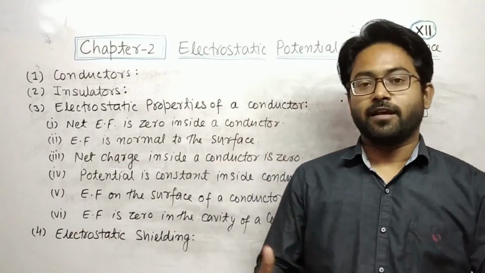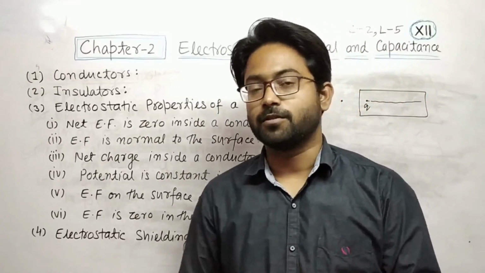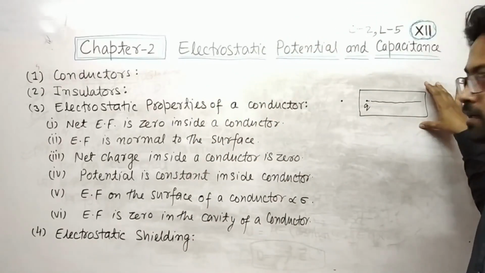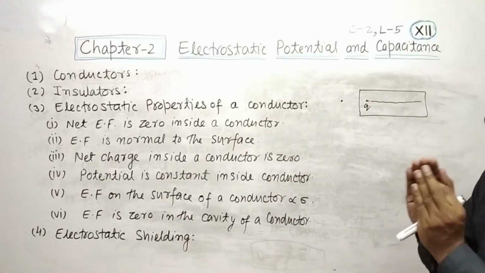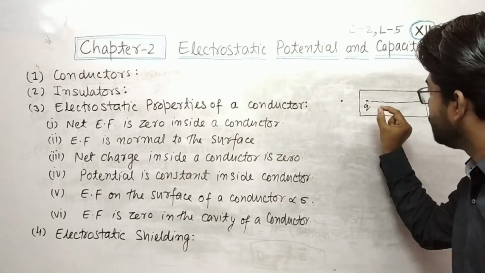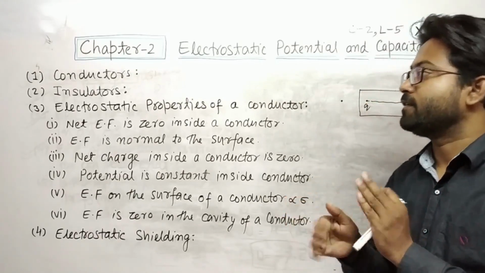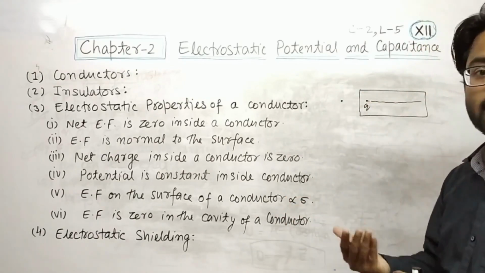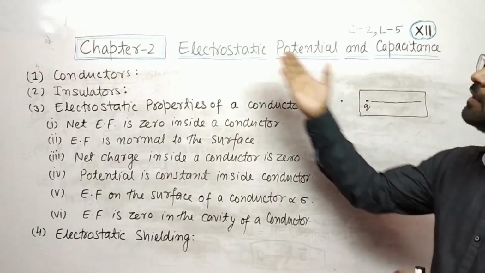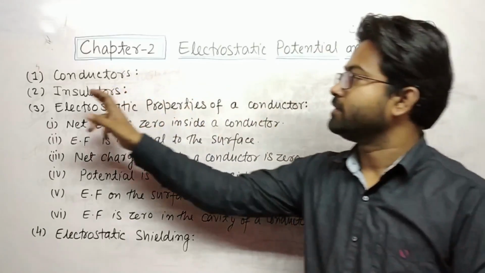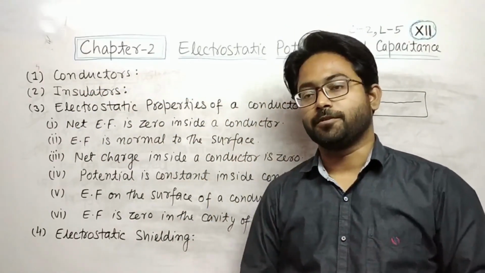We can say, in other words, that if any substance gives the path for a charge to flow inside it, if it is providing a path to flow inside the substance, then this is a conductor. If it is not, then the substance is an insulator.